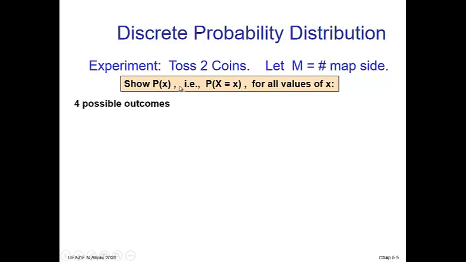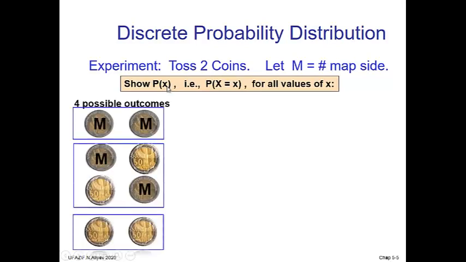P(x), as always, will represent the probability of variable x being equal to some number. Here, when you toss two coins, you can have four possibilities: heads-heads, heads-tails, tails-heads, and both of them tails. Okay, just four possibilities we have.